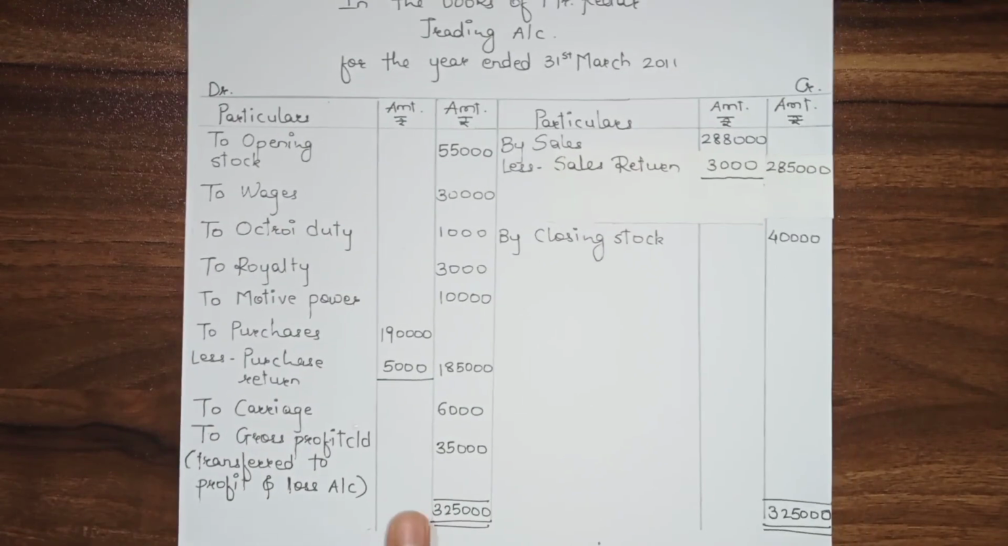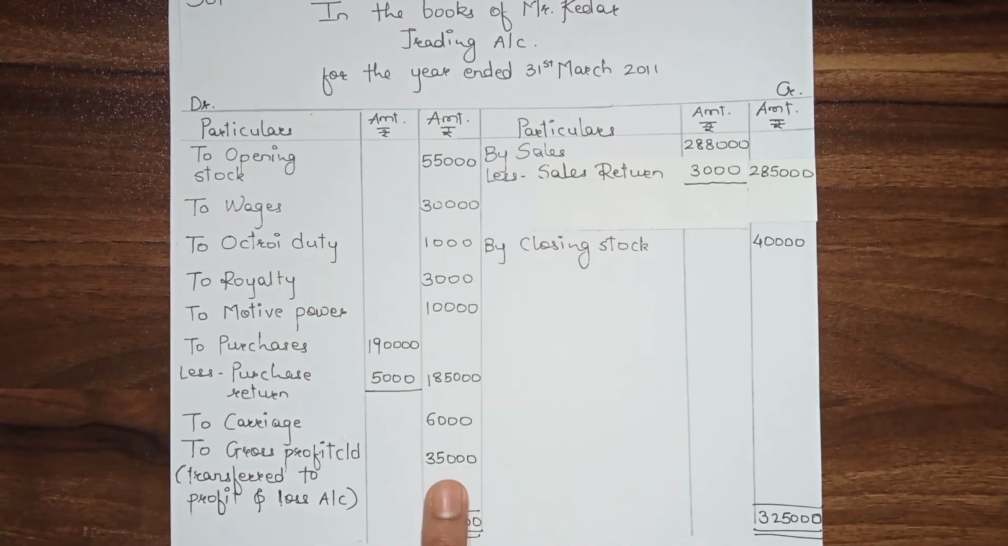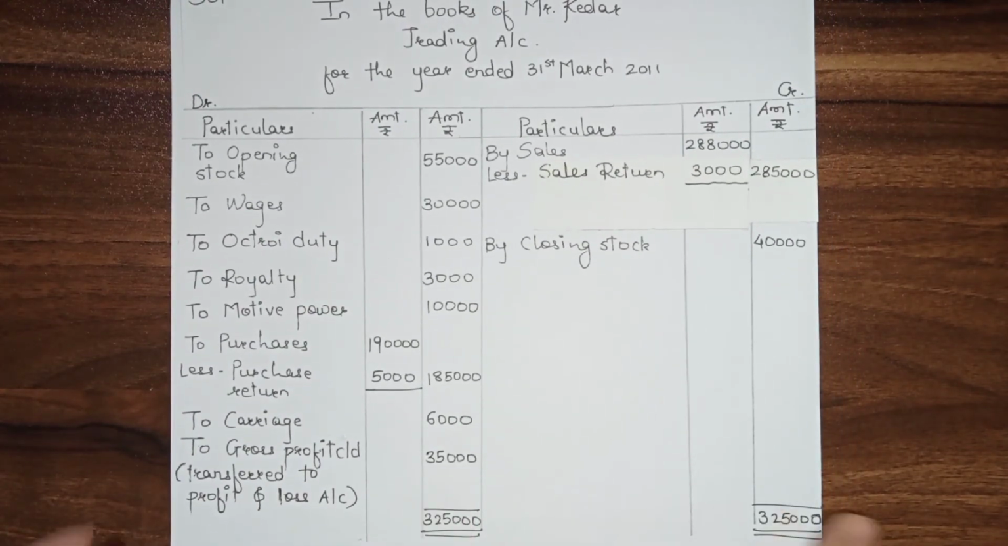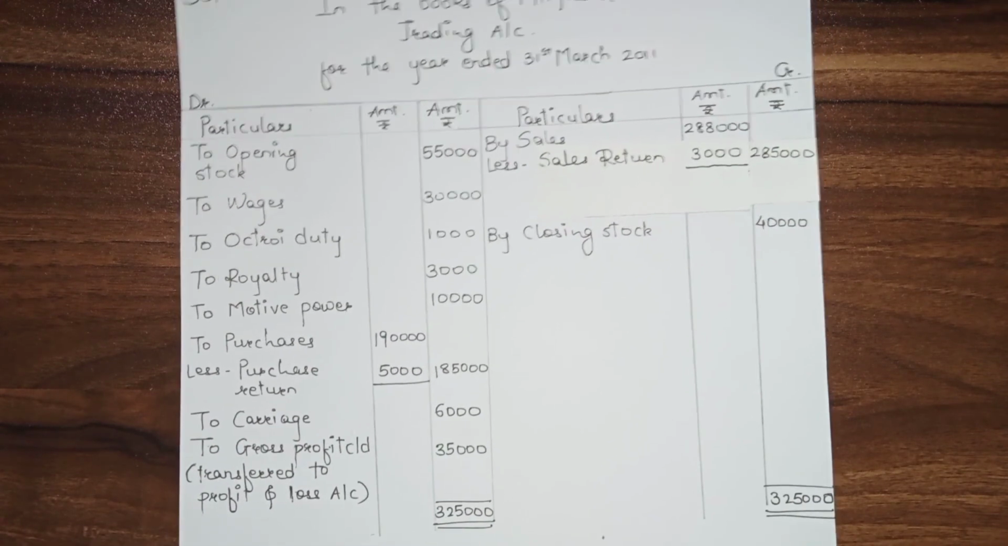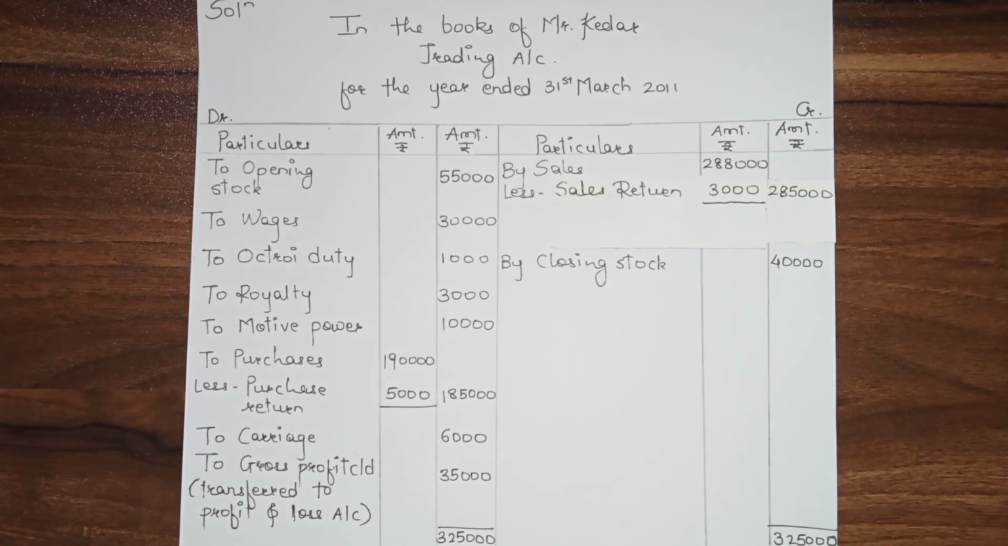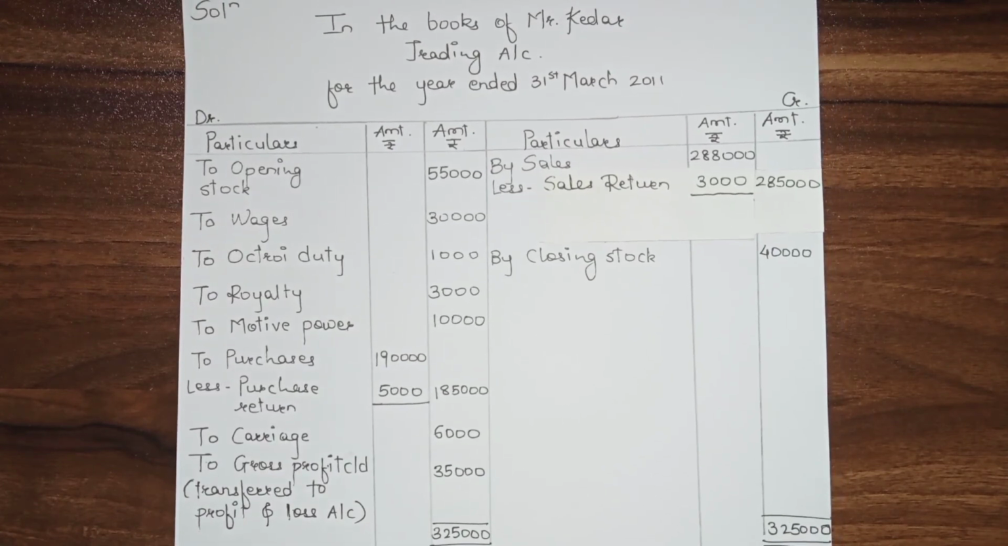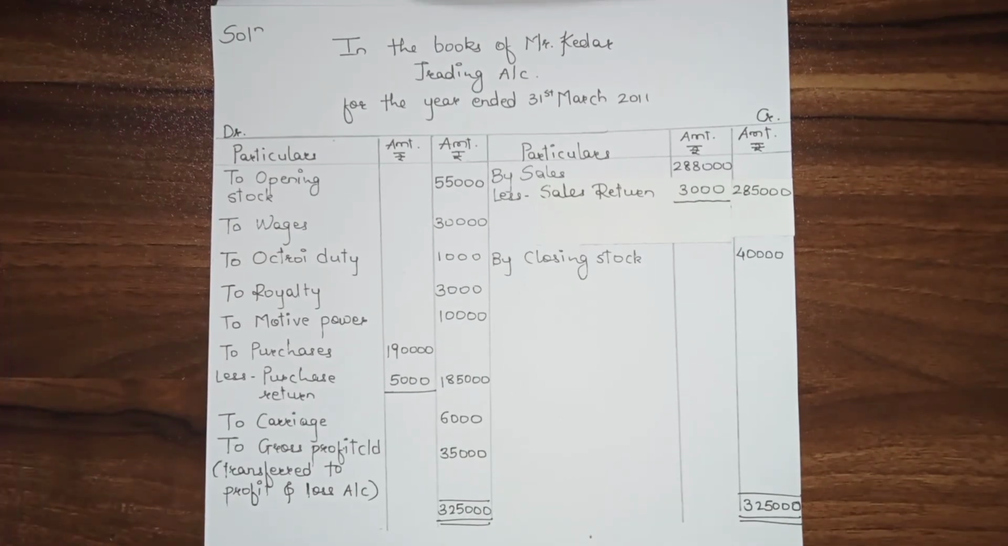Here, this is your balance carried down, but in the profit and loss account, that is the second type of account in final accounts, it is going to be balance brought down. Okay, so this is how you have to solve a trading account. Similarly, we have to solve the same things in the profit and loss account.